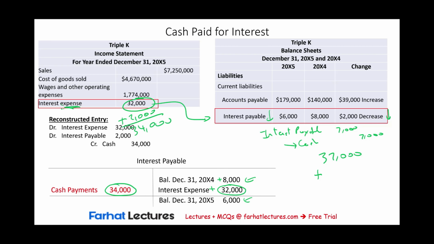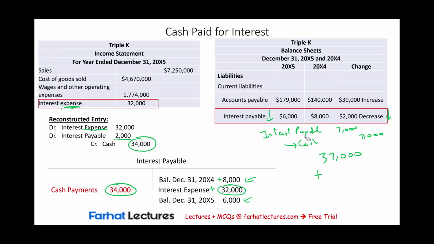In other words, in total interest expense was 32,000. I debited this much, but I also reduced my payable by 2,000, and when I reduce the payable, I have to debit. Therefore, I paid in total in cash 34. Although I paid in cash 34, my interest expense was only 32 because 2,000 of the 34 were payable and 32 were for the expense.